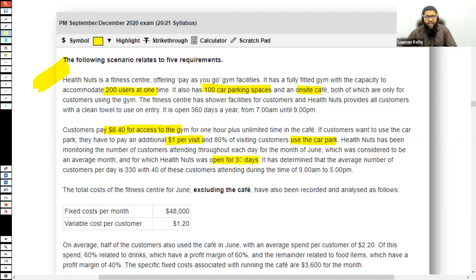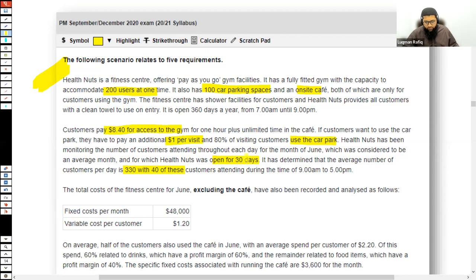It is determined that the average number of customers is 330, with 40 of those customers attending between 9 a.m. to 5 p.m. So it's actually more of the things that is happening after the 5 p.m. that the customers are majorly coming to you after 5 p.m. That is something that's happening.